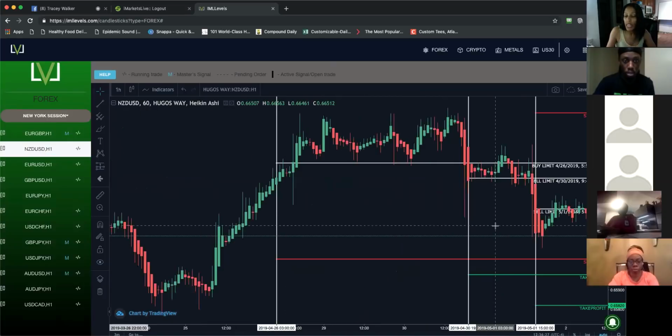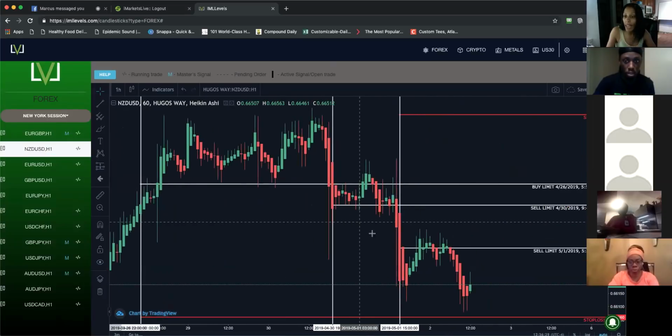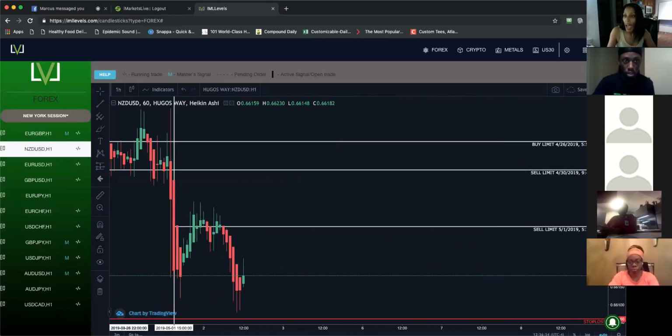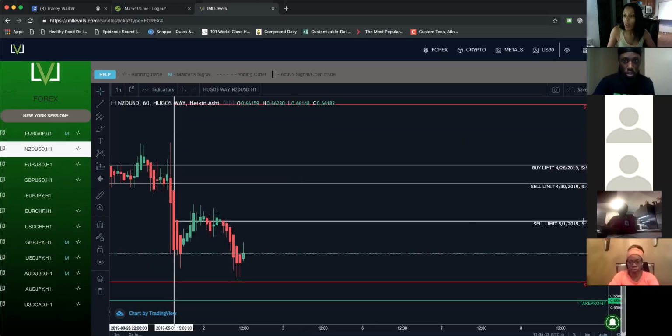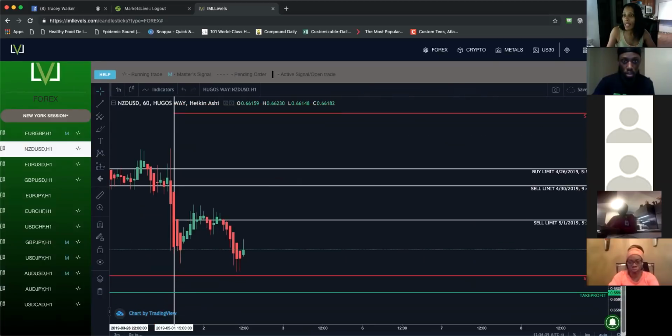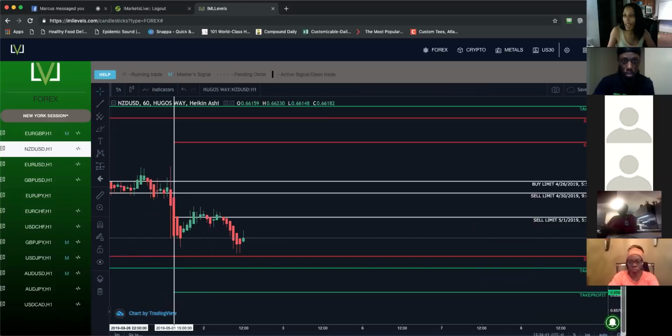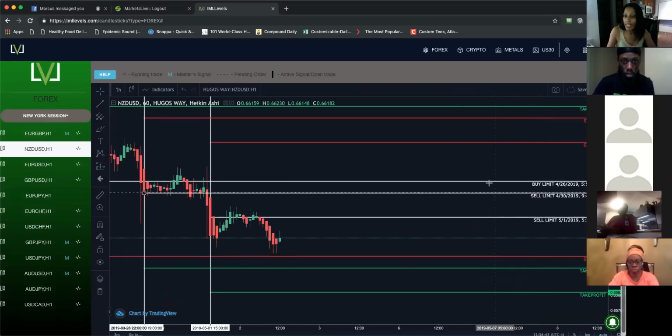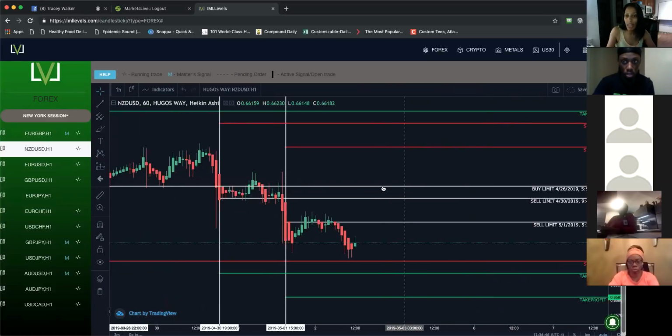NZD USD. Now we've got data. How do I know we've got data? Because I see a red horizontal line. In other words, I see a stop loss line. I see a take profit line that's green. And I see several white horizontal lines that are limit lines. Now let me explain to you what a limit line is. This is very important as it relates to placing your trades, because sometimes people say, oh, I tried to place a trade, but it wouldn't let me place a trade.